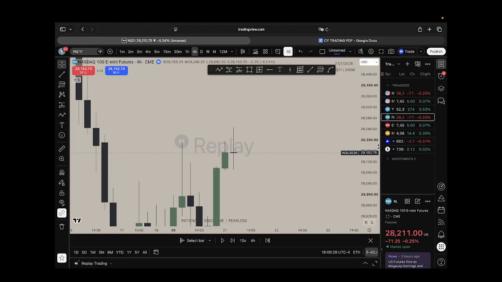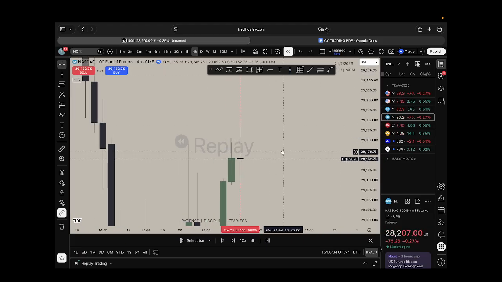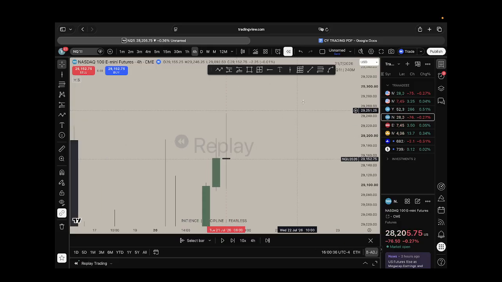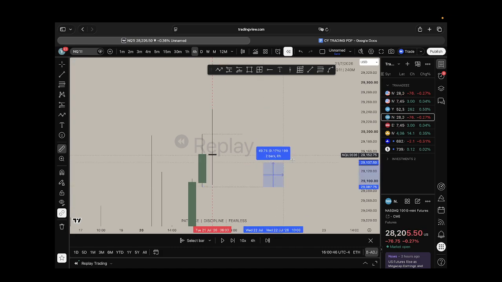Okay, so this is going to be the second type of bias that I find in the morning. This one is a little bit more complicated just because, it's actually not that complicated. If you understand the first one, you'll definitely be able to understand this second one.